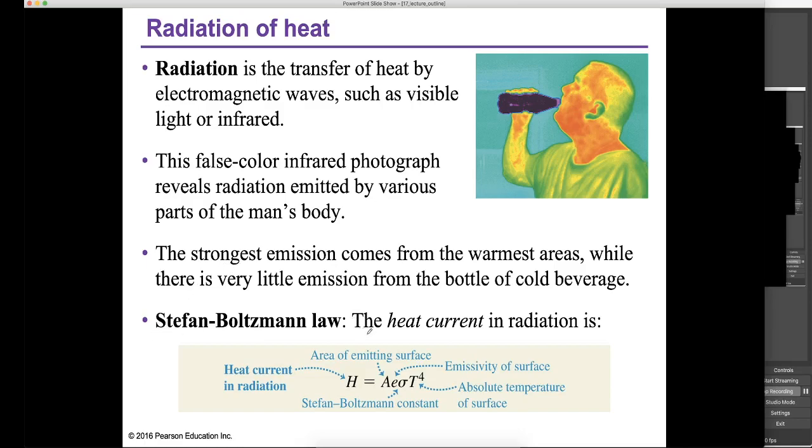Stefan-Boltzmann law. The heat current in radiation can be calculated in this way. H equals A e sigma T to the power 4. A is the area of the emitting surface. e is the emissivity of the surface. Sigma is the Stefan-Boltzmann constant. And T is the temperature of the surface.